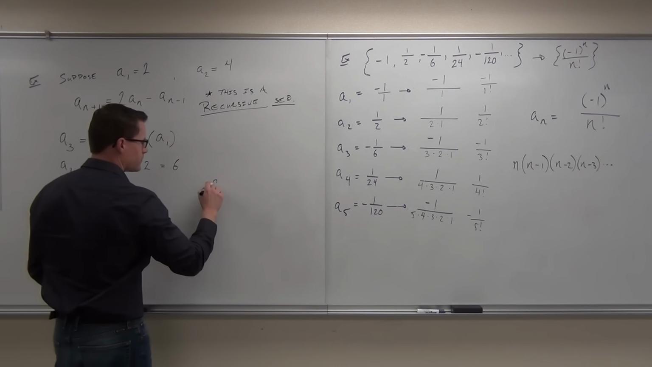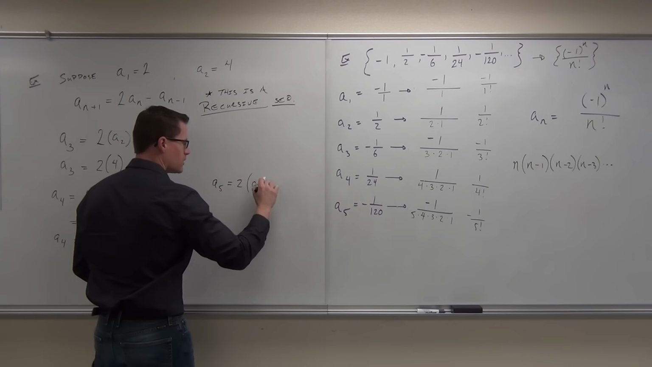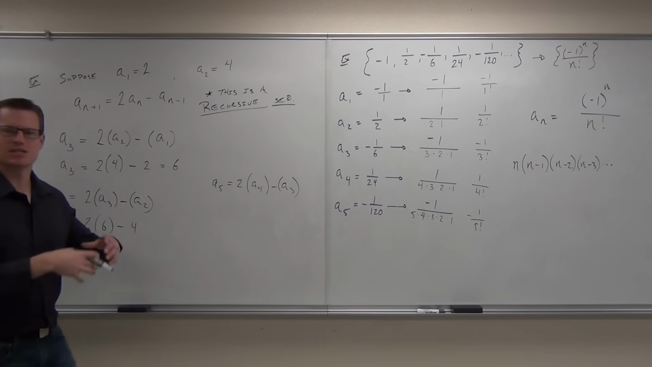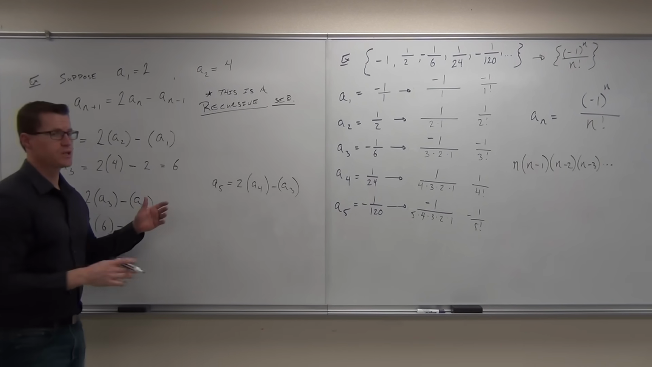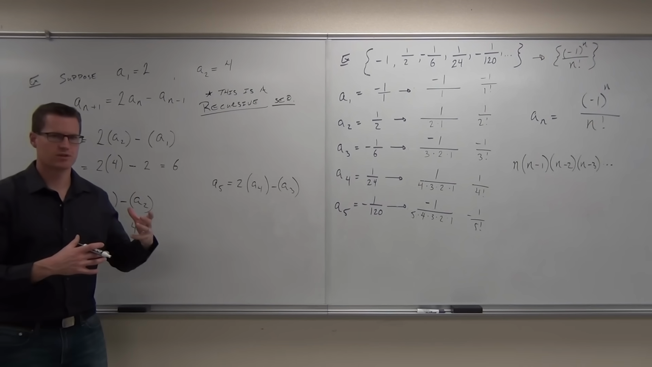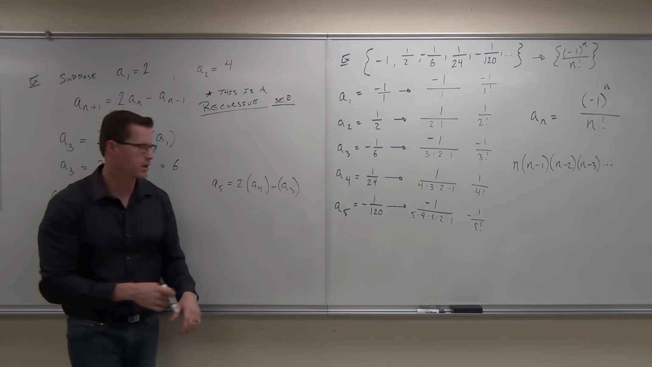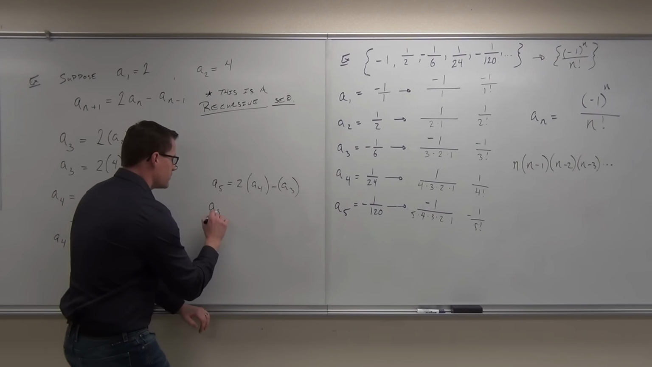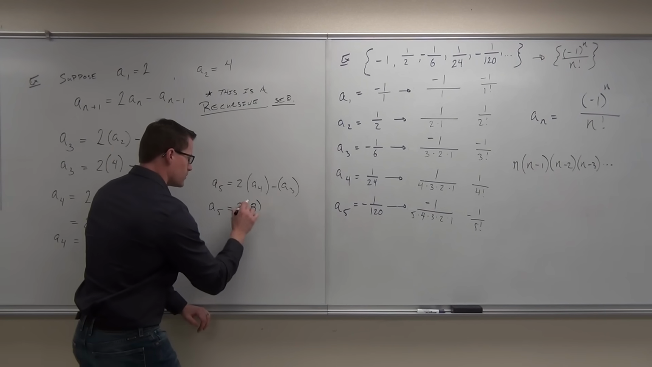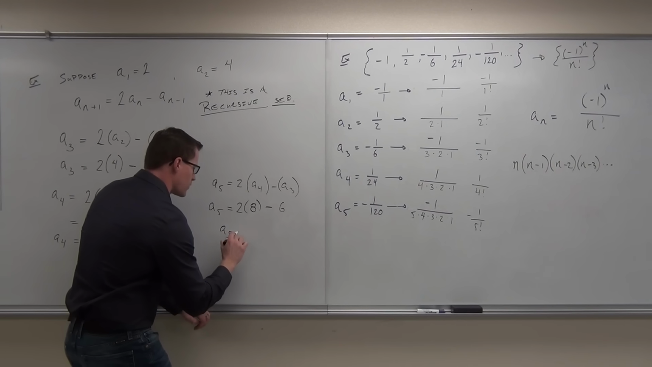How about a sub 5? A sub 5 would be 2 times a sub 4 minus a sub 3. It's just the previous 2 terms. This is the idea of a recursive sequence. Now, please listen carefully. Is it always the previous 2? No. It can be different. It can be the previous term and then 3 before that. You just have to have it defined, okay? So a sub 5 equals 2 times, what's a sub 4? 8, minus a sub 3, 6. A sub 5, therefore, is 10.